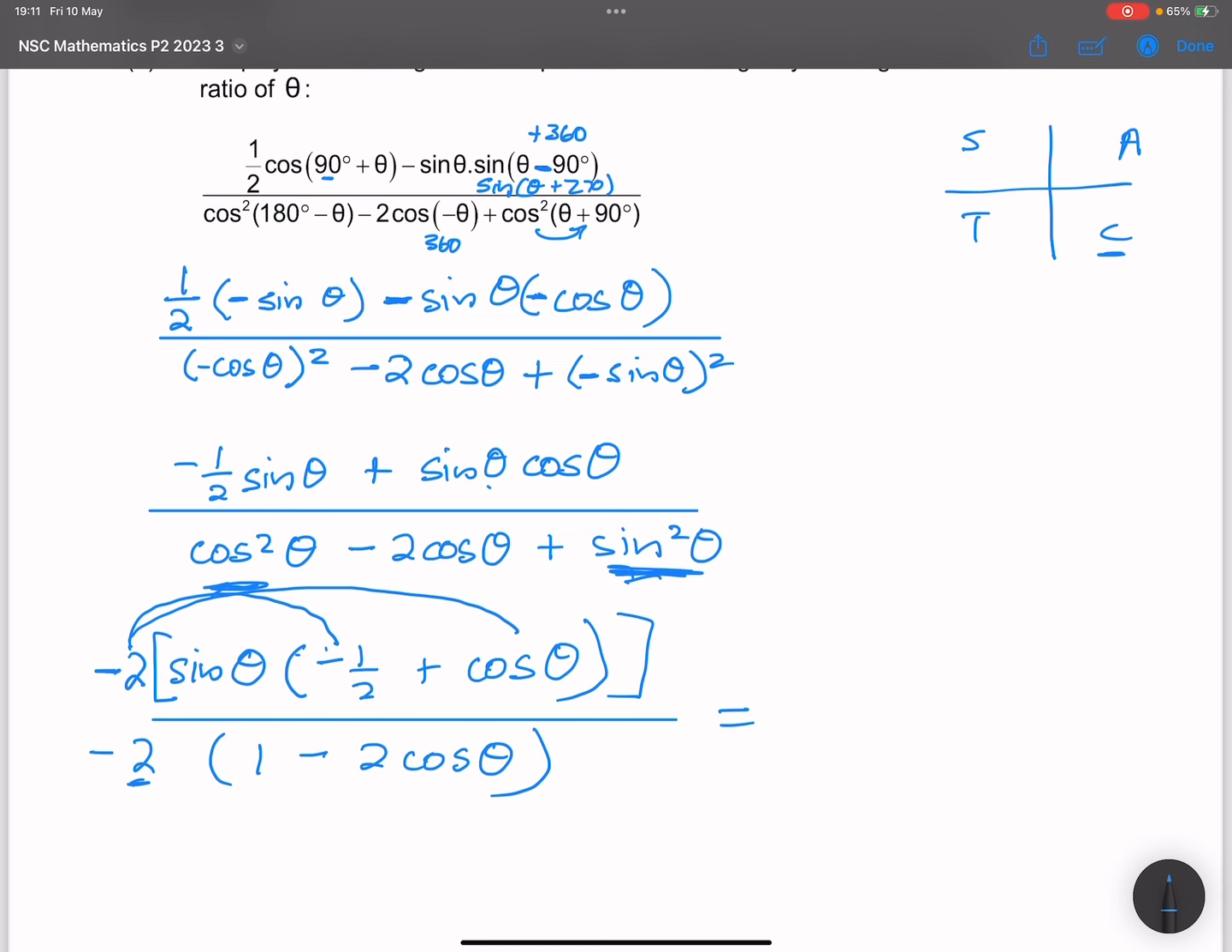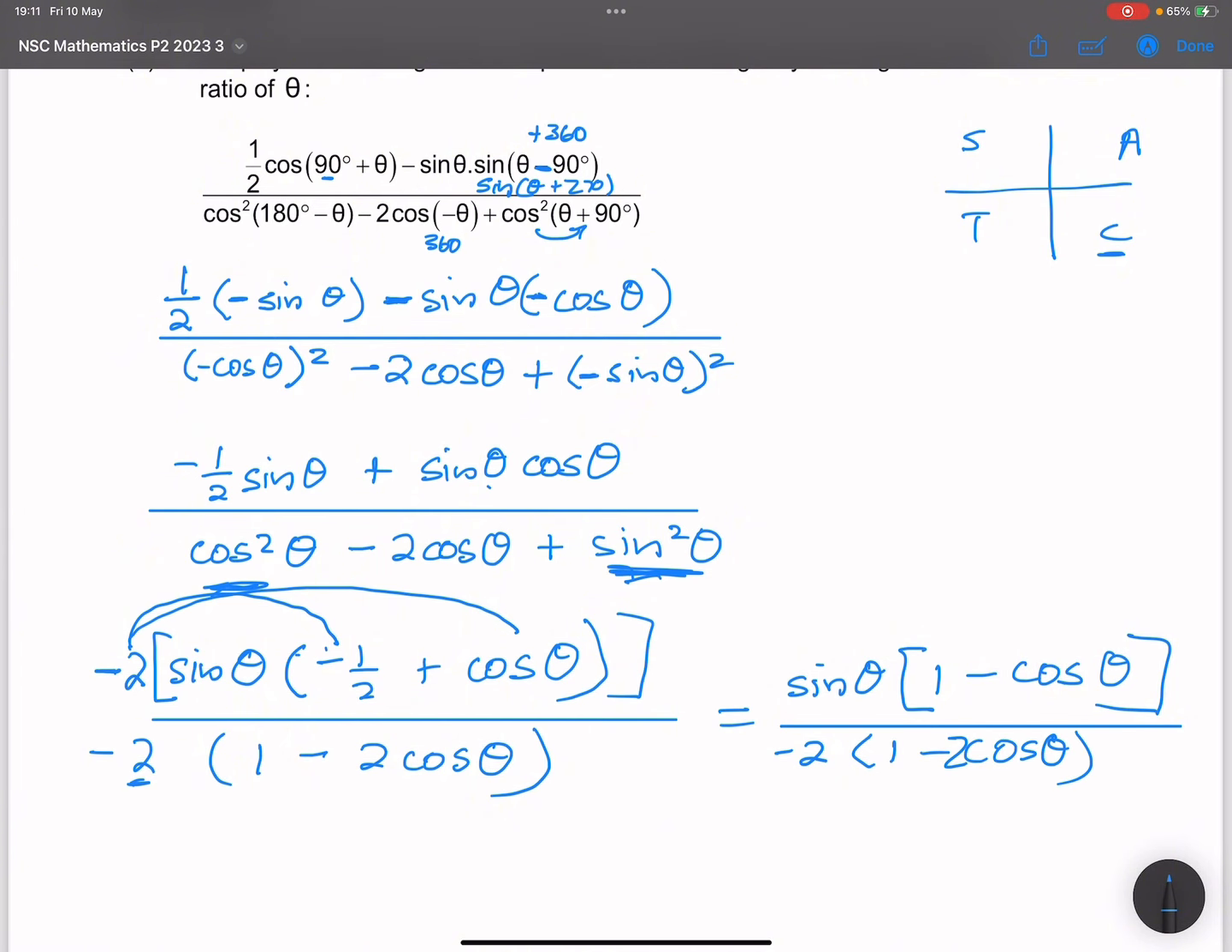So I'm going to say this is sine of theta, into negative 2 times negative a half gives me 1. Negative 2 times positive cos theta gives me minus the cos of theta. And the reason I saw that, ladies and gents, is that I still have the negative 2 there, multiplied into 1 minus 2 cos of theta.